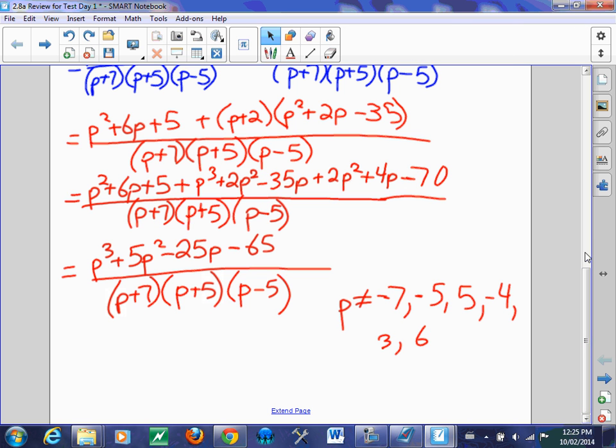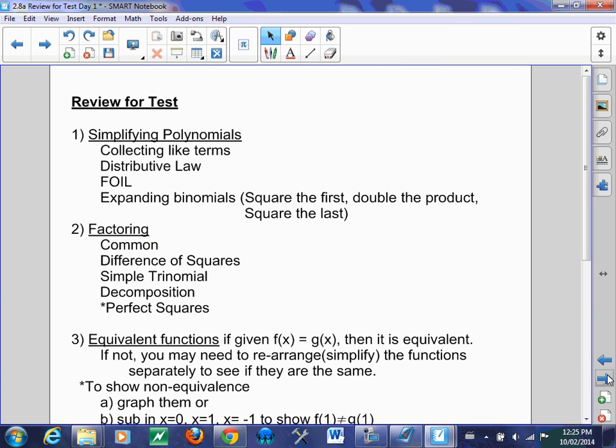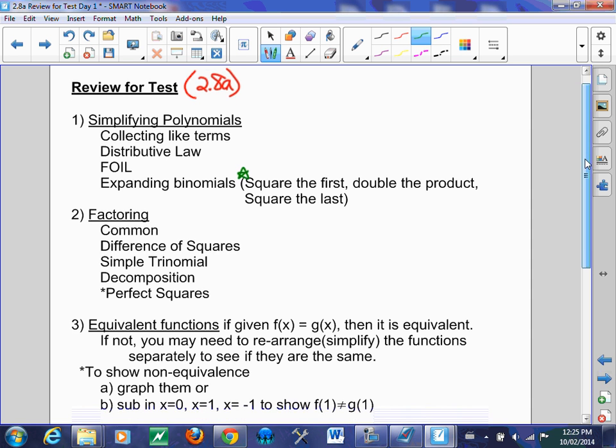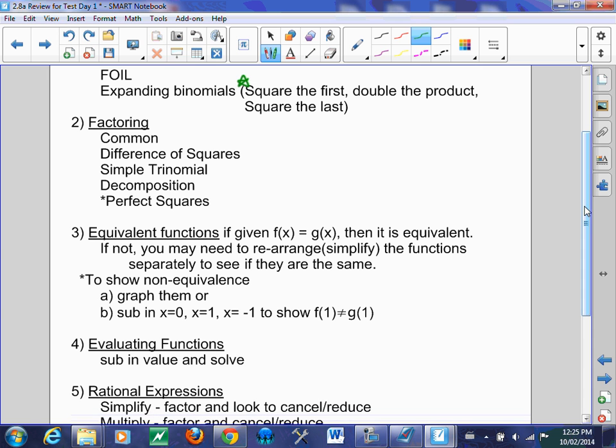Now we're going to move on to the review part. Okay, so again, come see me if you need any help. If you want to put this in order, you might want to call this 2.8A. Okay, and again, we're just reviewing simplifying polynomials, collecting like terms using distributive law, expanding binomials. I would make sure you know how to do the shortcut, although it's not required. If you're planning to take grade 12 functions, you're going to want to know how to shortcut that.